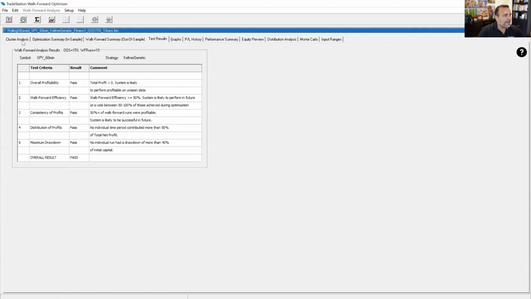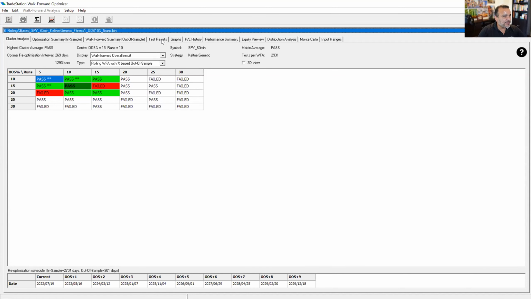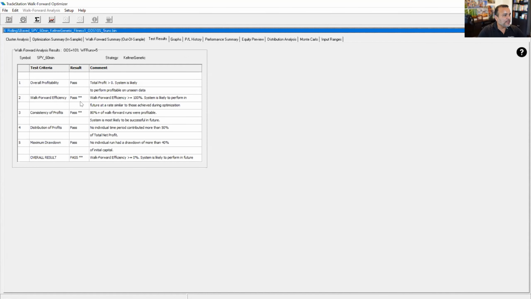Let's take a look at one that passes with distinction, like this one right here, the very first one. If we go to test results, here we have the double asterisk. It says walk forward efficiency greater than or equal to 100%. System is likely to perform in future at a rate similar to those achieved during optimization. It doesn't say distinction either, but yeah, distinction is something that I pulled up from the documentation. Everybody here can go to the documentation by going to help, contents, and index.